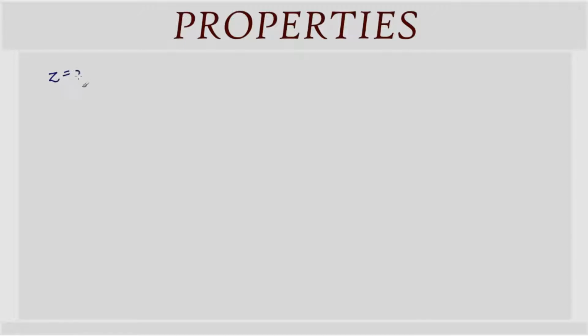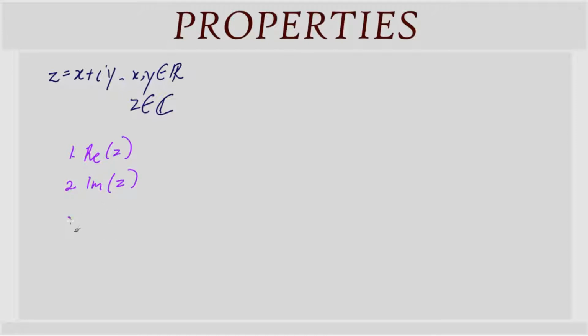Now let's say z is equal to x plus iy, where x and y are real numbers, and z is a complex number, so z is an element of this C over here. So this C represents all the complex numbers. The terms that we are going to talk about are the real component of z, represented by Re(z), the imaginary component of z, which is Im(z), and the conjugate of z. The conjugate is basically an asterisk applied next to the complex number.